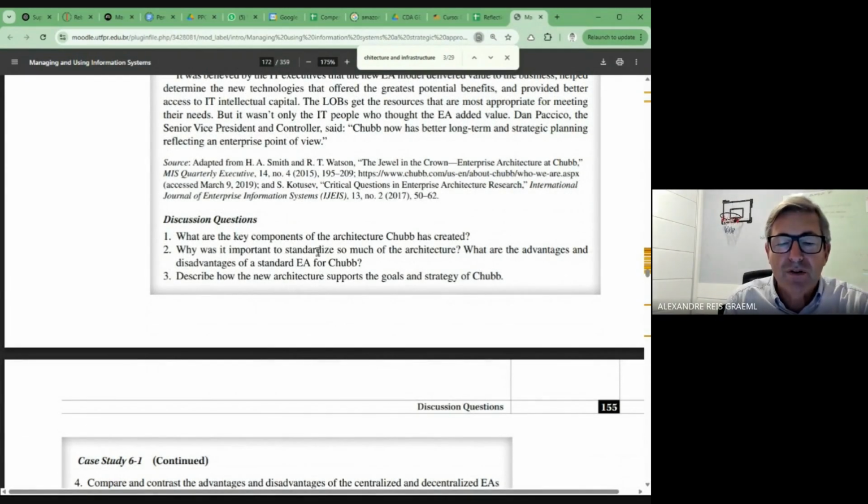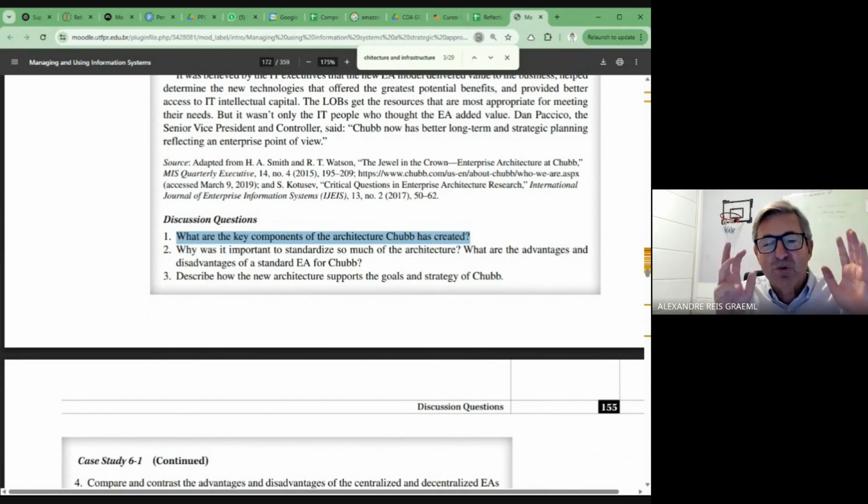What are the key components of the architecture Chubb created? If we think, so the strategy was to centralize, right? What did they do to try and centralize their strategy? Maybe what we could do is, I just want to read these questions quickly, and maybe before we start discussing chapter 7, security, after our break, we could start with answering this question. So you have time to reread very quickly the study case.